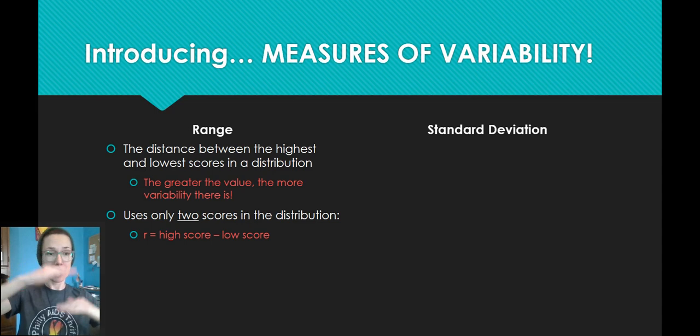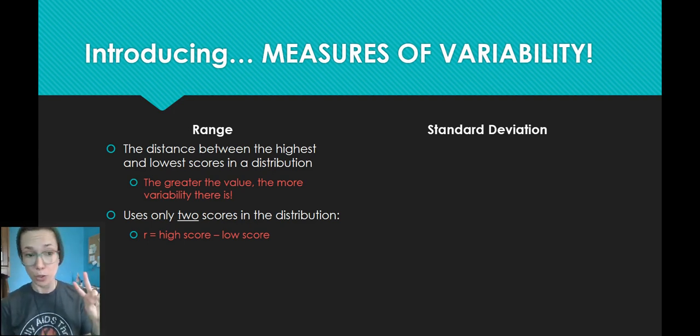So essentially the range is looking at how much space there is between that highest score and that lowest score. If we have a higher number for our range, that means there's more distance between them. If we have a lower number for our range, that means there's less of a distance between that highest value and that lowest value. So for this calculation, we use two scores in the distribution. We look at the high score, and we subtract the low score from that high score.